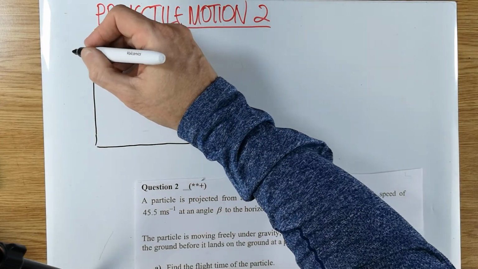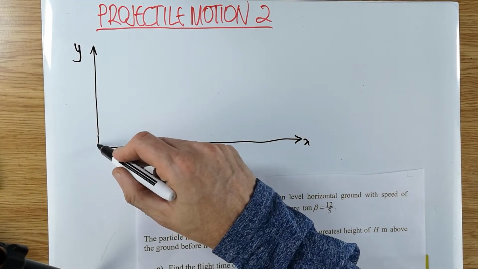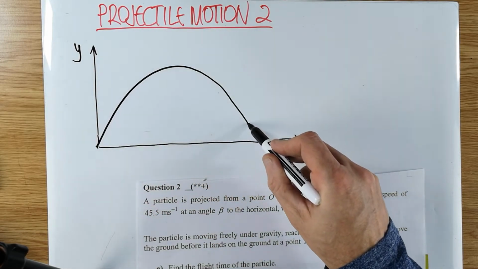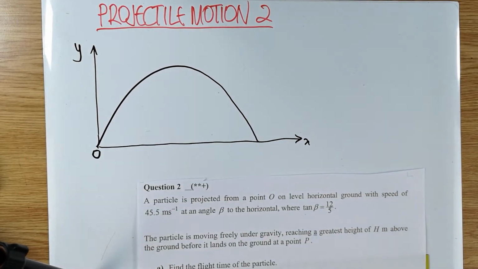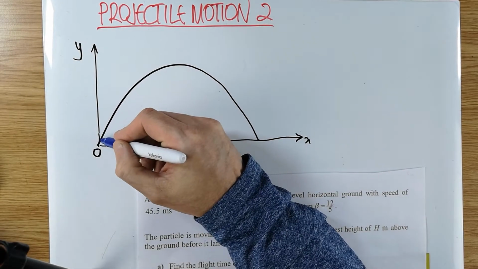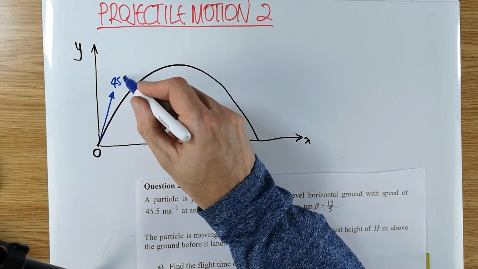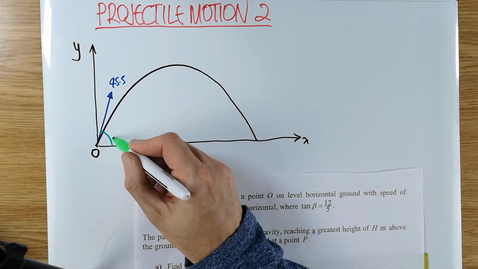Okay, so this is my XY plane, Y and X somewhere here. This is the path of the projectile, we can think of it as a golf ball, also known as the trajectory. So the particle is projected from a point O, conveniently the origin, on level horizontal ground with speed 45.5 meters per second. No units in my diagram. This is my projection speed, 45.5, tangential to the path, at an angle beta to the horizontal.